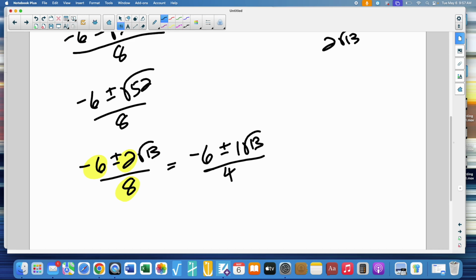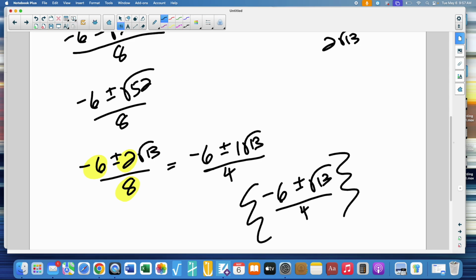The only problem with this is we would never write 1 rad 13. So the proper way to write that is -6 plus or minus rad 13 over 4. The -6 and the 4 cannot be simplified. Mr. Mac, I know everybody in the classroom right now is screaming that I made that mistake. There we go. I think that's better.